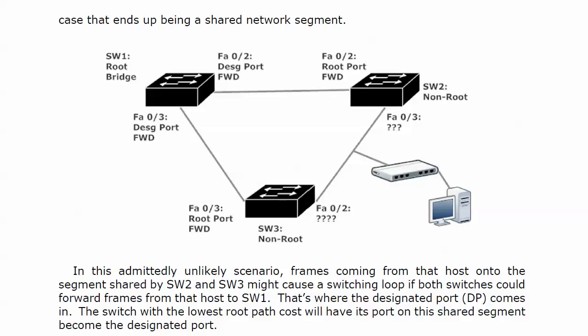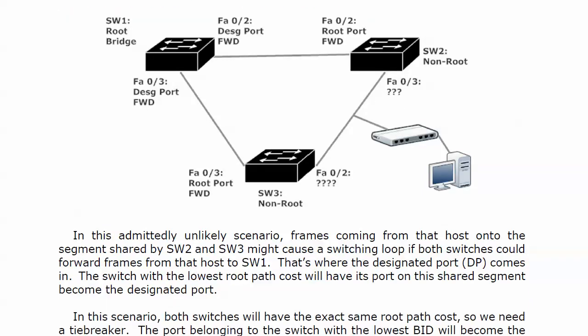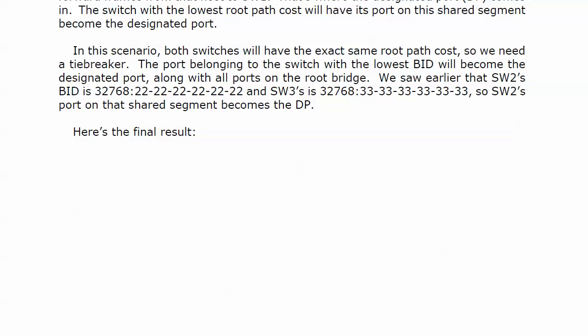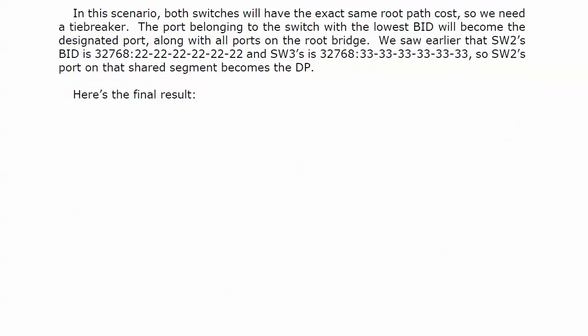That's where the designated port comes in, because the switch with the lowest root path cost would have its port on this shared segment become the designated port. So we need either Fast Ethernet 2 on switch 3 or Fast Ethernet 3 on switch 2 to become the DP. Now in this scenario, we know that both switches are going to have the exact same root path cost. So we need a tiebreaker. And what we end up with is the port belonging to the switch with the lowest BID will become the designated port, along with the ports on the root bridge.